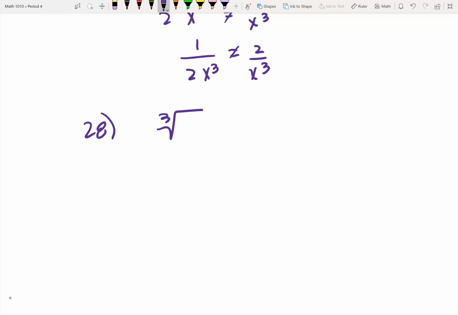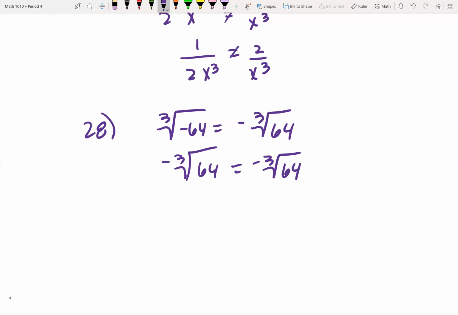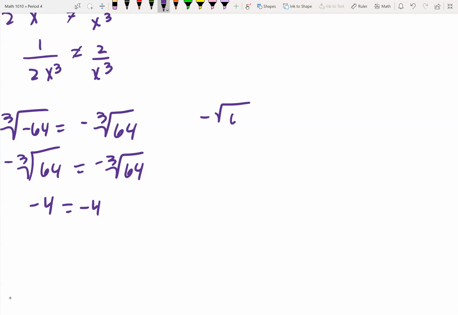The cube root of negative 64 is equal to a negative cube root of 64. That's correct, because remember that's odd and that's negative. You can just pull it out. So it would look like this. And then the cube root of 64 is 4. So you have negative 4 equals negative 4, totally works. So look over here. Negative square root of 64, square root of negative 64. Well, that's because these are even. So this is a negative 8. But a negative inside a square root is an i. So that's 8i. So my explanation would be a negative inside of an even root is imaginary.